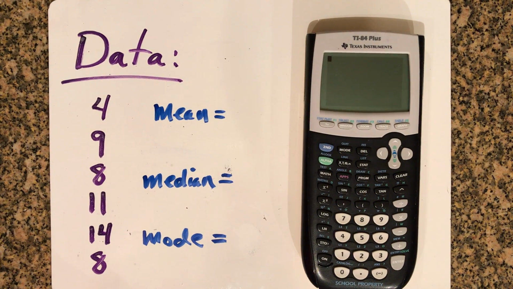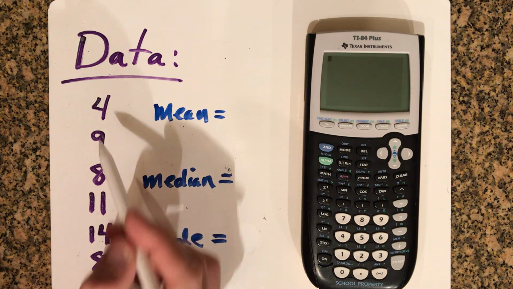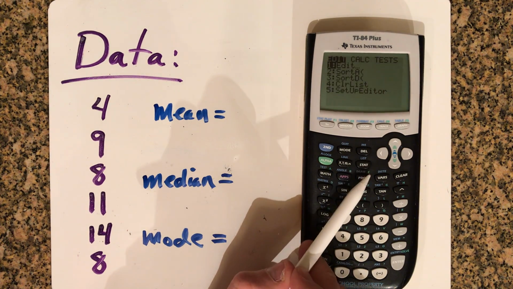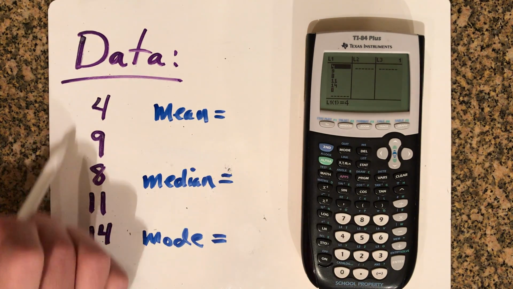All right, this video is going to walk you through how to find the mean, the median, and the mode of data using your calculator. The first thing you want to do whenever you're given the data is take the numbers and put them into your calculator. You're going to do that by pressing Stat, go to Edit, and hit Enter, and then type your numbers in. I've already done that here for you.